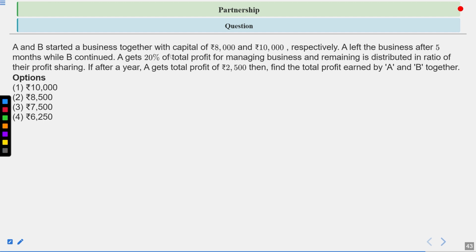Now you have 4 options. First one is 10,000 rupees, second is 8,500 rupees, third one is 7,500 rupees, and fourth option is 6,250 rupees. Now you have 10 seconds to analyze the question. Your time starts now. Now time's up. Let's see the solution of this question.